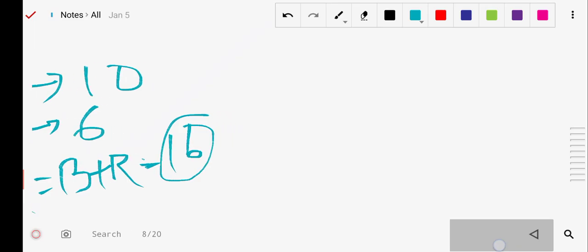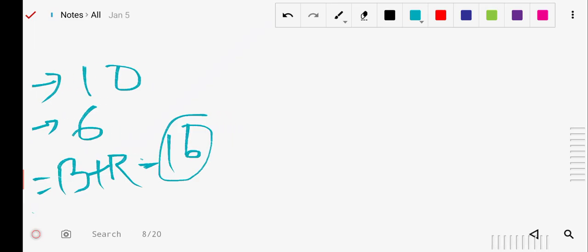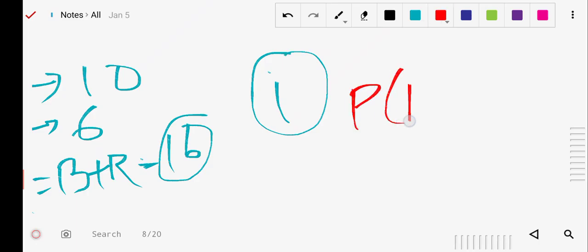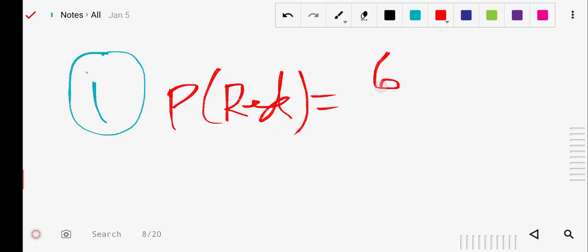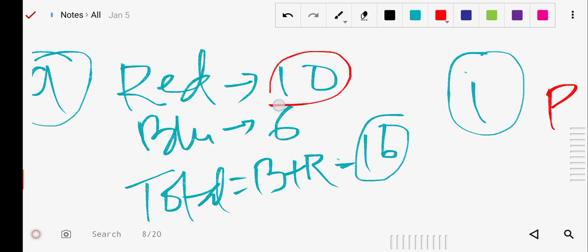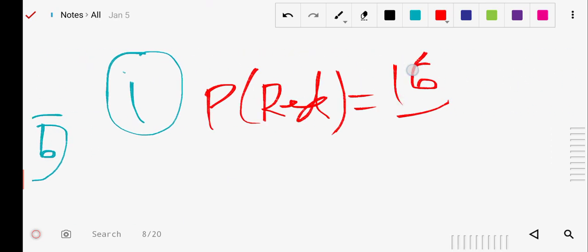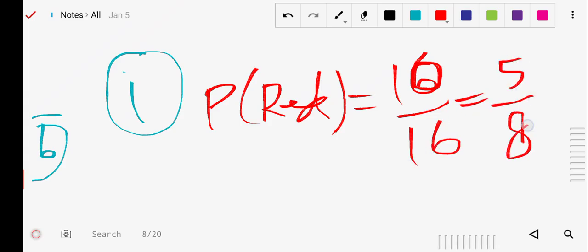Now we have to get the probability. The first question: what is the probability of getting the red ball? How many red balls are there? Red balls are 10. So here we write 10, and the total is 16. You can divide it, and we get 5 by 8.